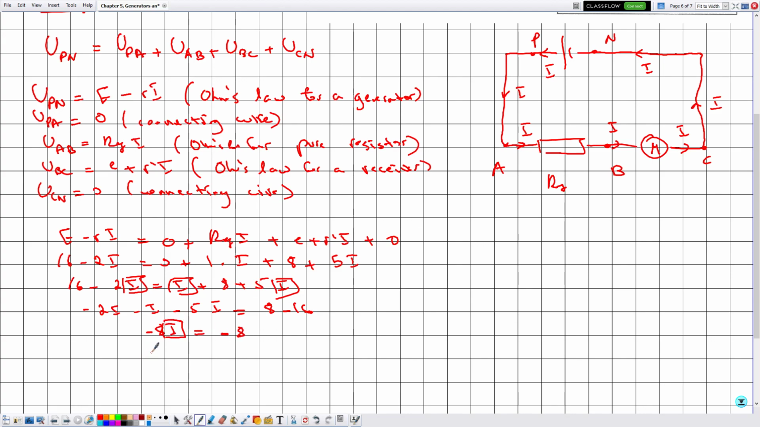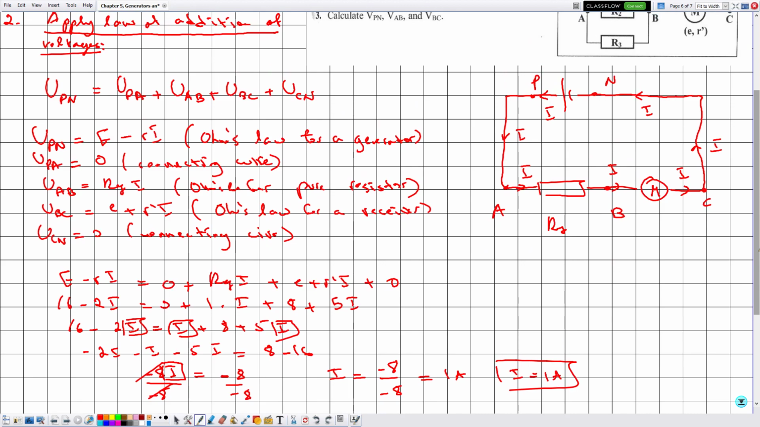Now what would be the value of I? Divide both sides by minus 8. This cancels out with this. So I would be given by minus 8 divided by minus 8, which is equal to 1. Everything is expressed in SI, so the value of I would be 1 ampere. Now let me label this current here.